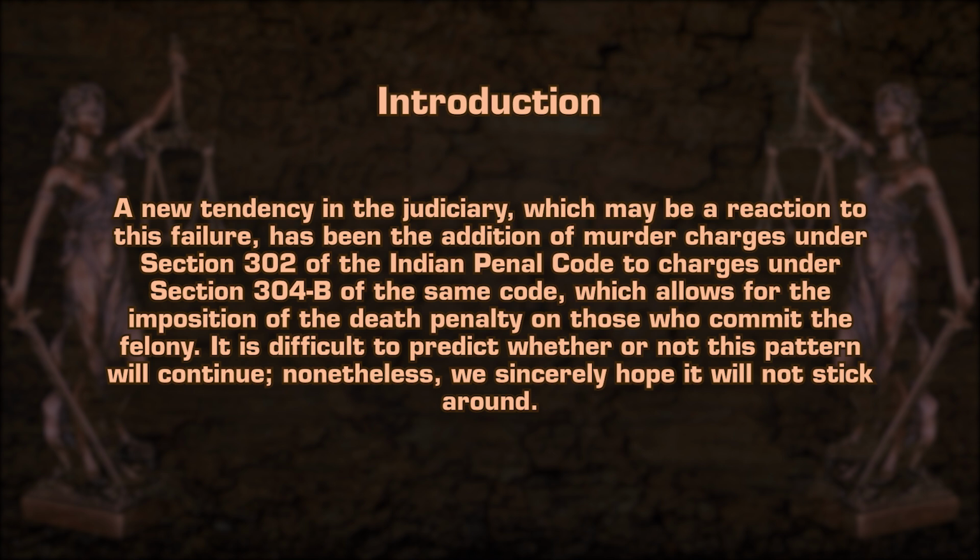A new tendency in the judiciary, which may be a reaction to this failure, has been the addition of murder charges under Section 302 of the Indian Penal Code to charges under Section 304B of the same code, which allows for the imposition of death penalty on those who commit the felony. It is difficult to predict whether or not this pattern will continue. Nonetheless, we sincerely hope it will not stick around.